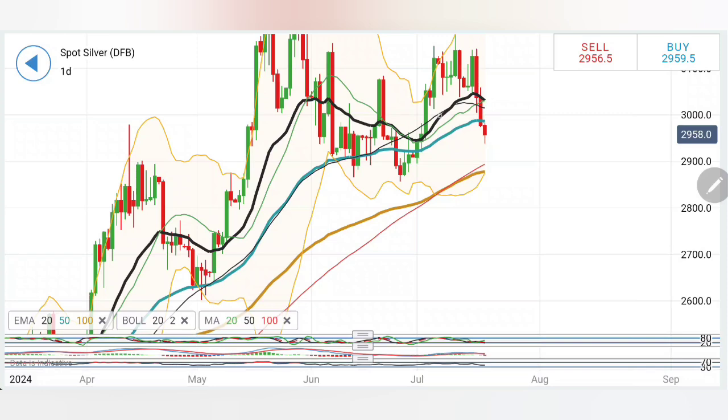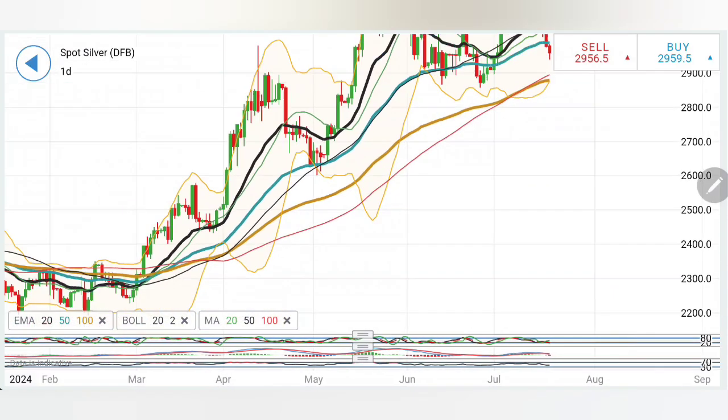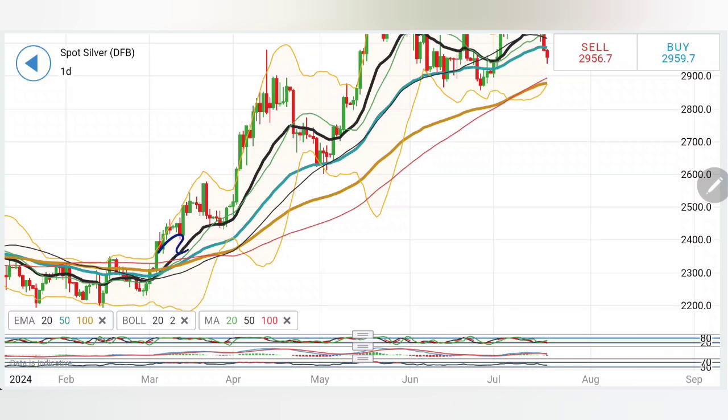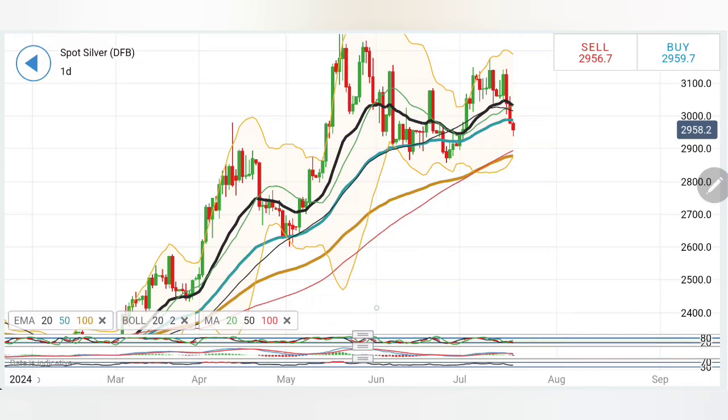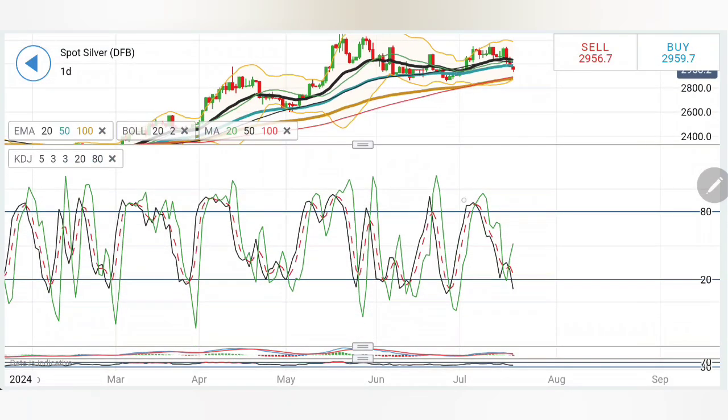Moving averages are now starting to converge. We have not seen a crossover for a long time now, almost 5-6 months. It was in March when we saw this crossover, and now it is almost 4 to 5 months and it has not yet crossed over. So we will wait and see if it crosses over from here.